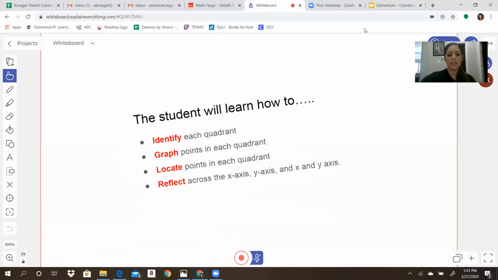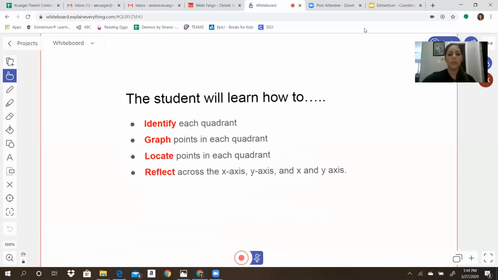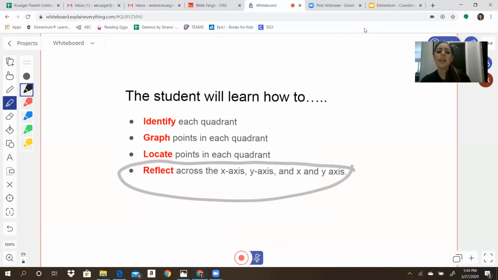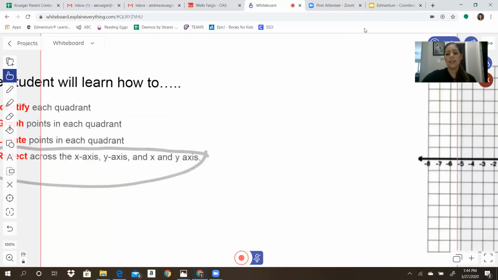Again, to break that learning target down just a little bit more, the student will learn how to identify each quadrant, graph points in each quadrant, locate points in each quadrant, and reflect across the x-axis, y-axis, and x and y-axis. Now, this isn't typically a part of the 6th grade curriculum, but since Edmentum has added it to that video, hey, it's just another opportunity to learn something that will benefit you in the next grade level. So let's go ahead and continue.